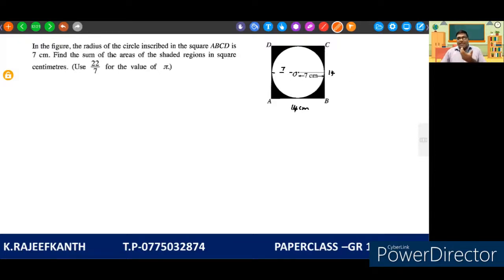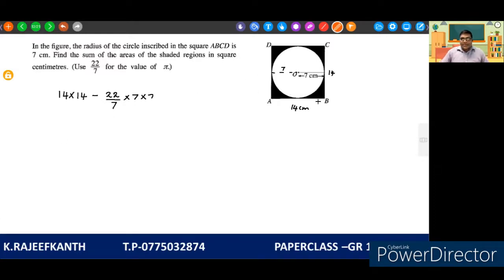So now if we know the length of a side of the square, we can find the area of the square ABCD. The area is 14 squared, or 14 times 14. This is the area of the square. Now we have to find the area of the circle. That is pi r squared. Pi is equal to 22/7, radius is equal to 7, then 7 times 7.